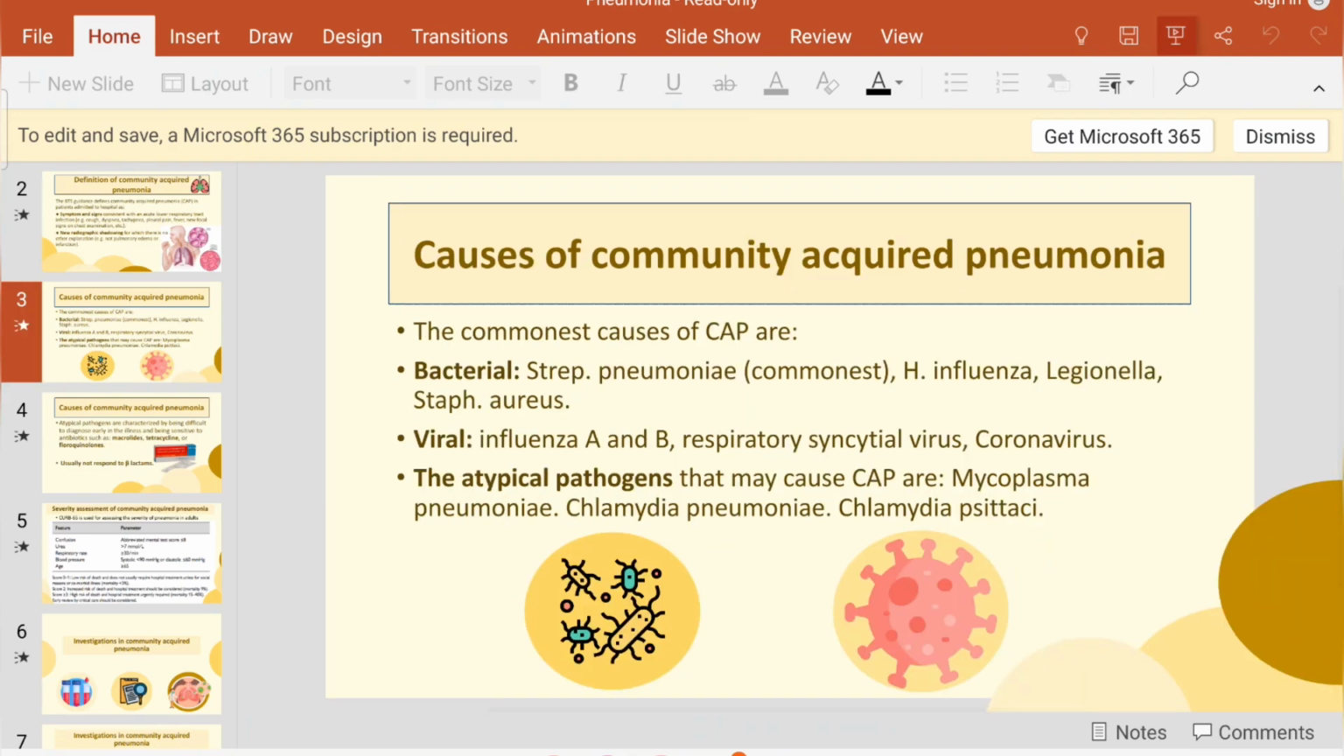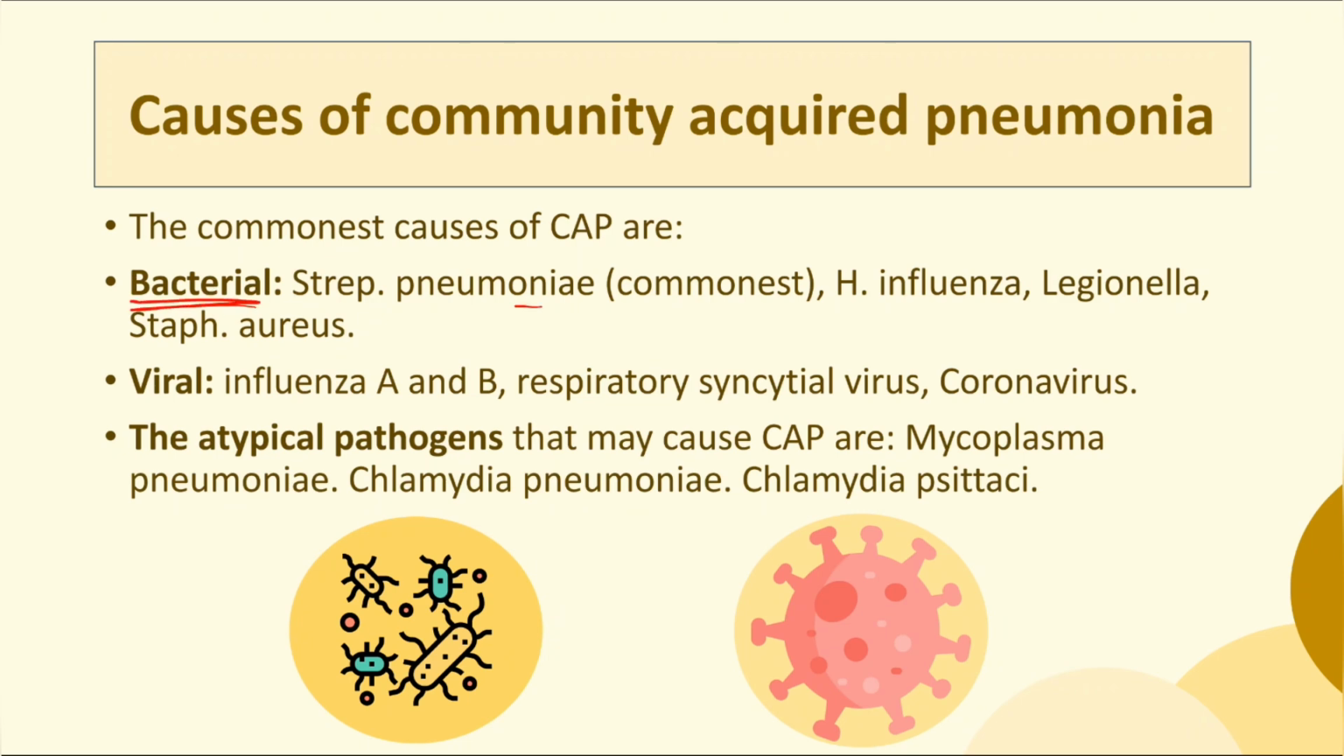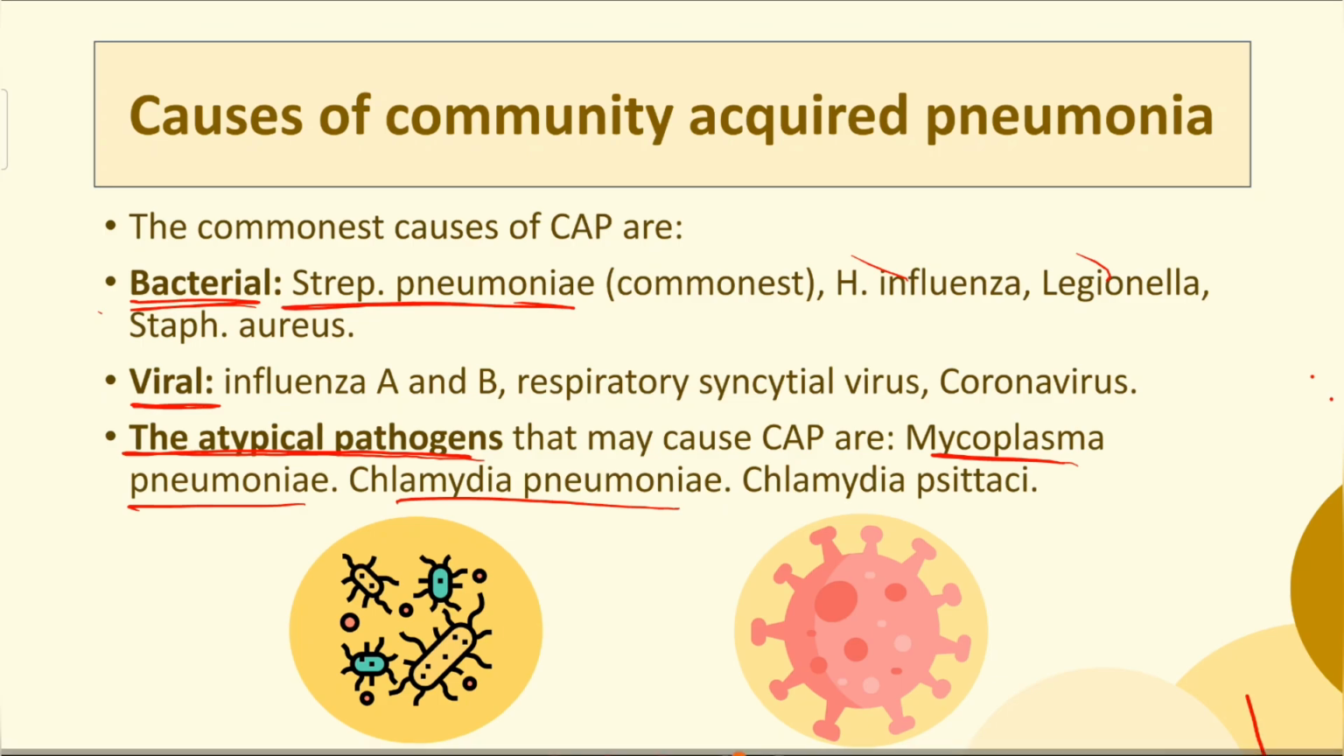So coming to the causes of pneumonia, the commonest cause in adults is bacterial, most commonly Streptococcus pneumoniae, but it might be due to any other bacteria. Viral causes include influenza A, B, respiratory syncytial virus, and coronavirus. We also have the atypical pathogens, most commonly Mycoplasma pneumoniae, Chlamydia pneumoniae, and also Legionella. These may cause an atypical form of pneumonia.